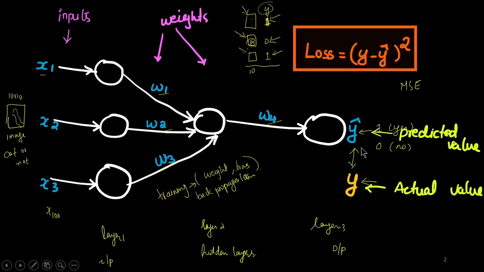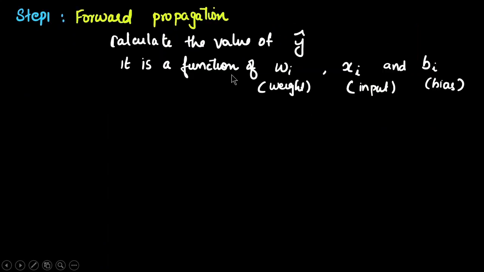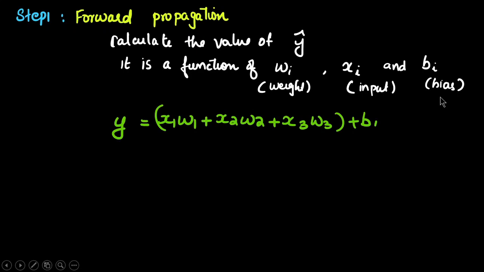It will calculate the value of y cap based on x1, x2, x3 and w1, w2, w3 and w4, and based on bias it will calculate y cap. That process is called forward propagation. So calculate the value of y cap. It is a function of wi, that is weight, xi, that is input, and bias.